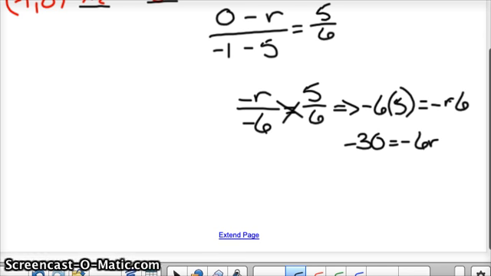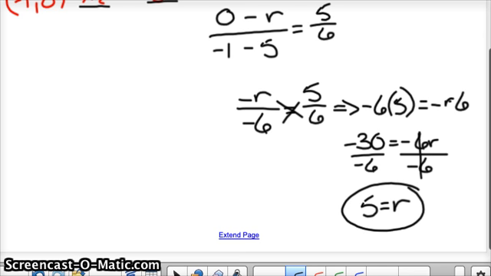-6 is multiplied by r, so I'll undo multiplication by dividing by -6. -30 divided by -6 is going to be a positive 5. And -6r divided by -6 becomes a 1r. So I'm left with r equals 5.